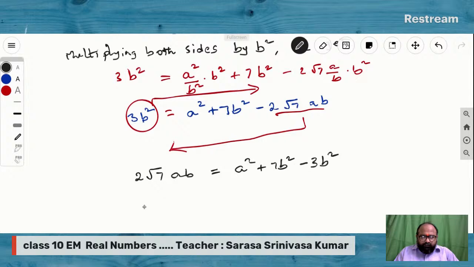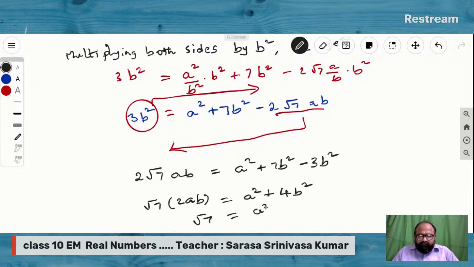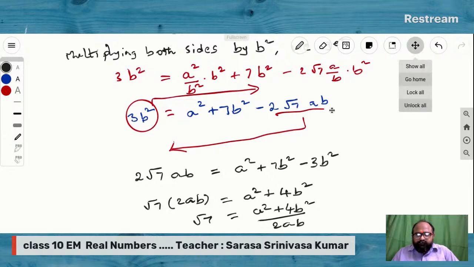This is equal to square root of 7 multiplied by 2ab equal to a square plus 7b square minus 3b square, which is a square plus 4b square. So square root of 7 equal to a square plus 4b square by 2ab. Now we got this.